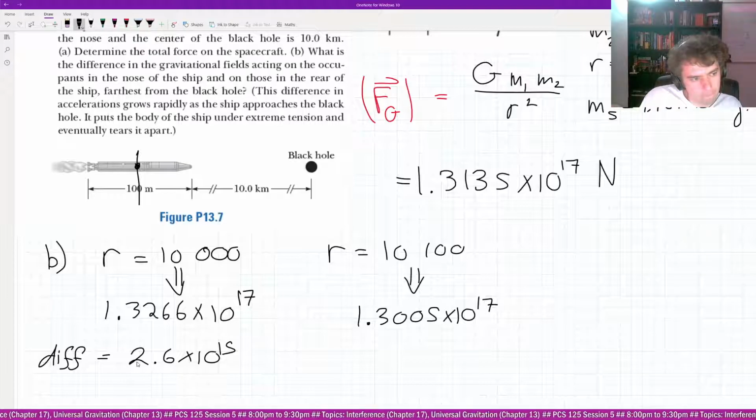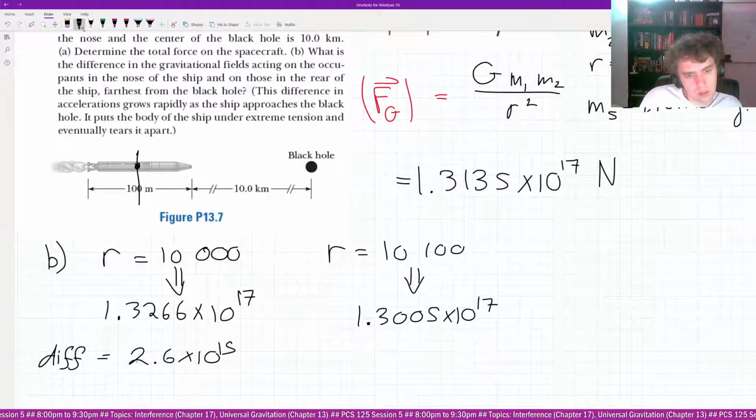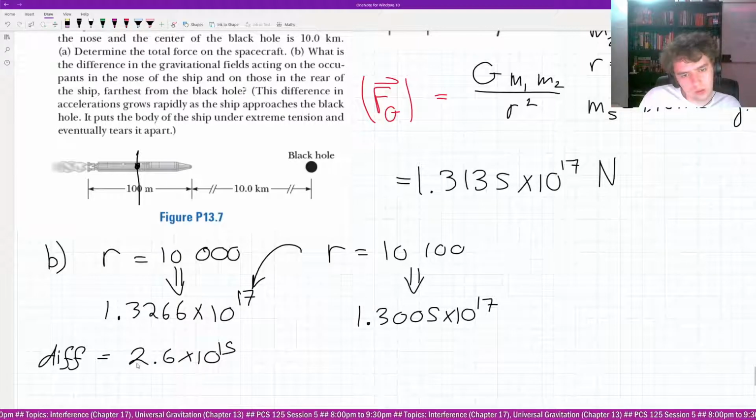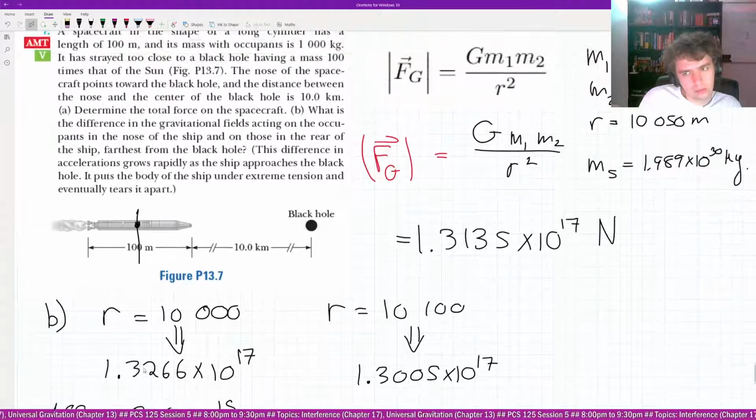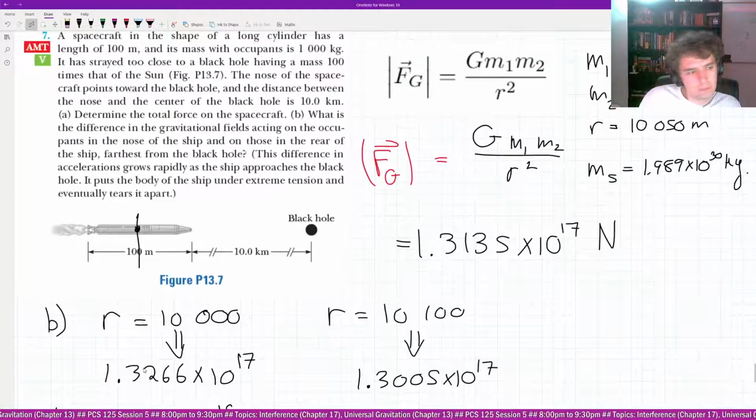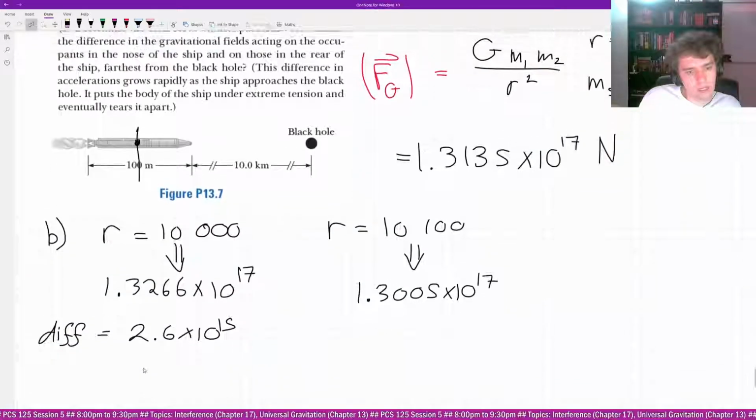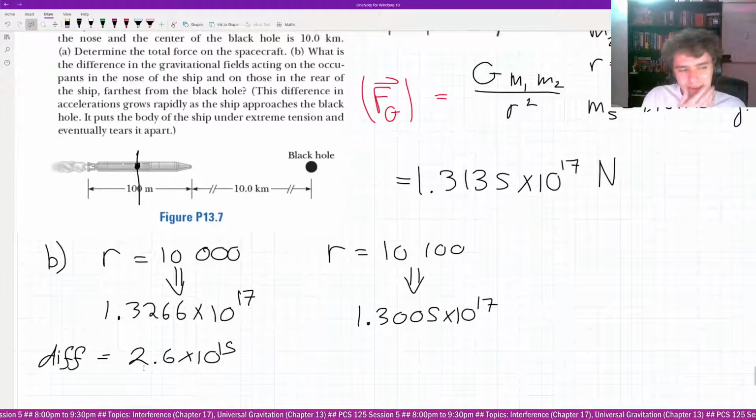I got the same numbers but 10 to the 14, on both of these. For some reason, they didn't multiply by 1,000, the mass of the ship. So they just did it differently. Yeah, okay, so the book might have a different answer.